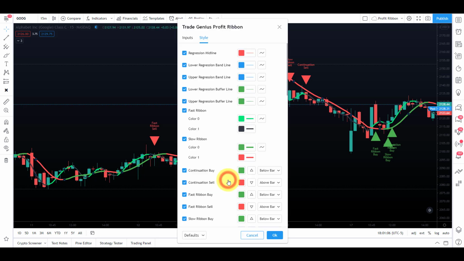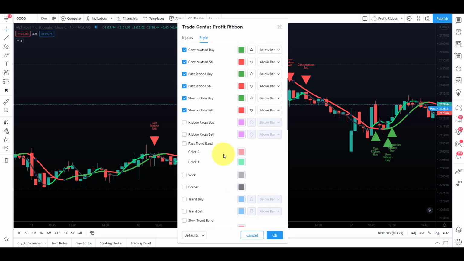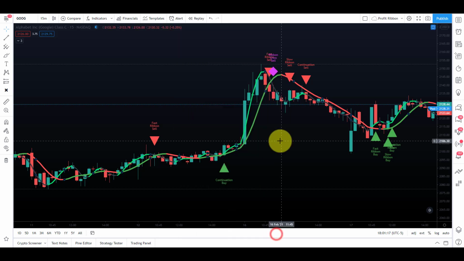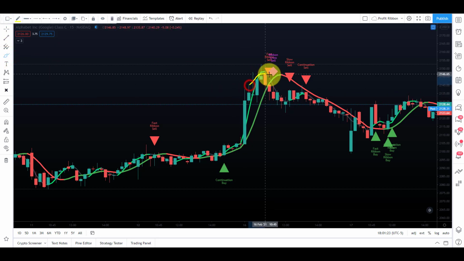So if we double click on this, you can turn on the ribbon cross buy and the ribbon cross sell. Now these aren't going to fire at every single cross. A cross is when the fast ribbon crosses the slow ribbon. Okay, so that right there fires off a cross. You won't always get them though, because we found that if you wait for the ones that fire at the more extreme moves, the hit rate's a lot better.